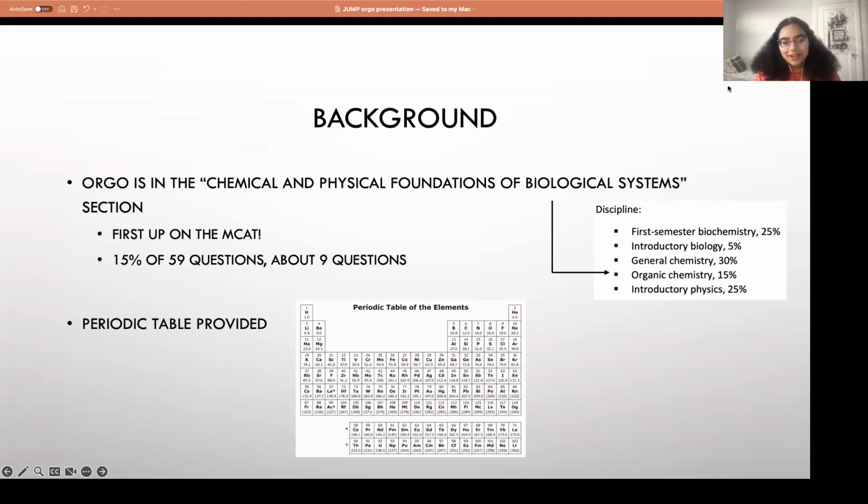Some people will say that their MCAT was very orgo heavy. Some people will say it's just physics heavy. So it's not for sure that amount, but you can expect around that. And a periodic table is provided. This is one of the few resources you actually get when you're taking the MCAT, so you don't have to memorize that. For orgo, it is mainly just carbon and hydrogen, but if you ever need it, it's good to know that it's there.